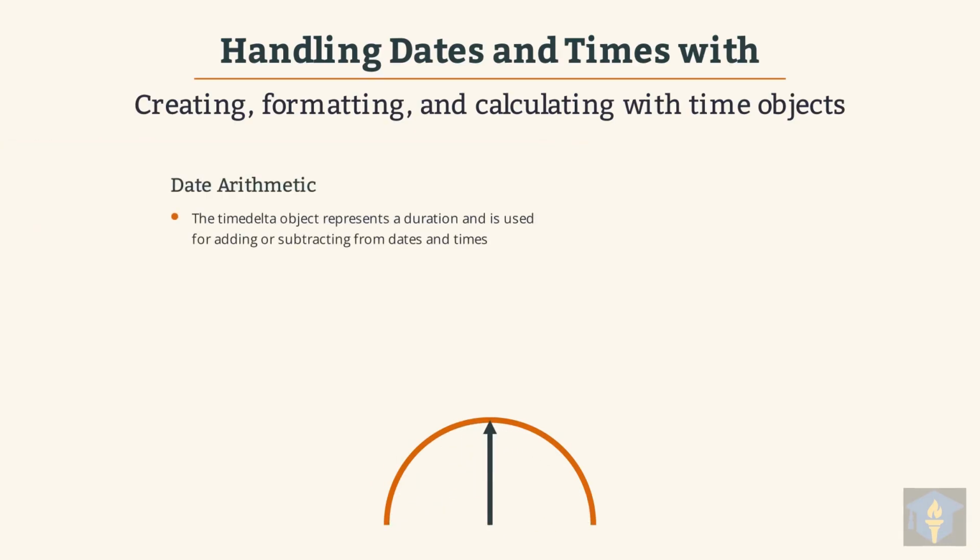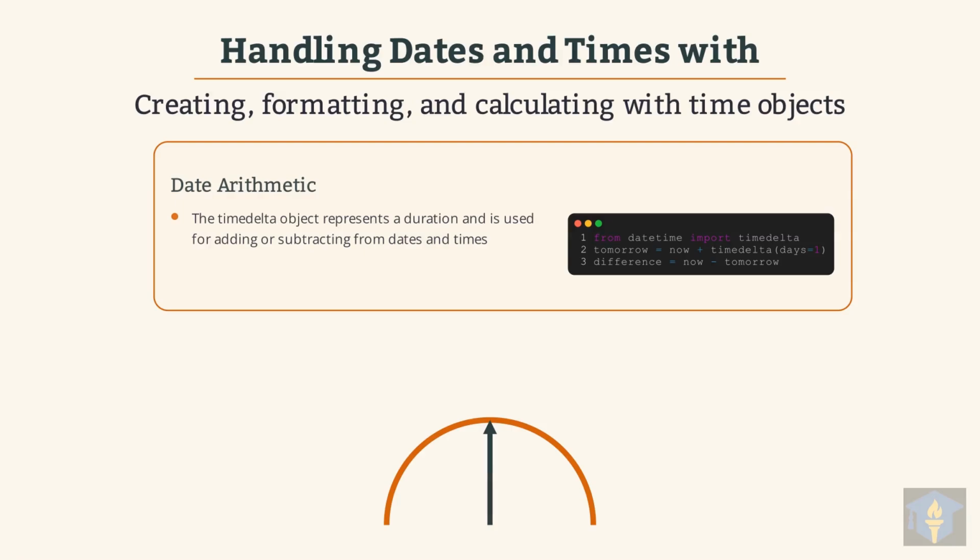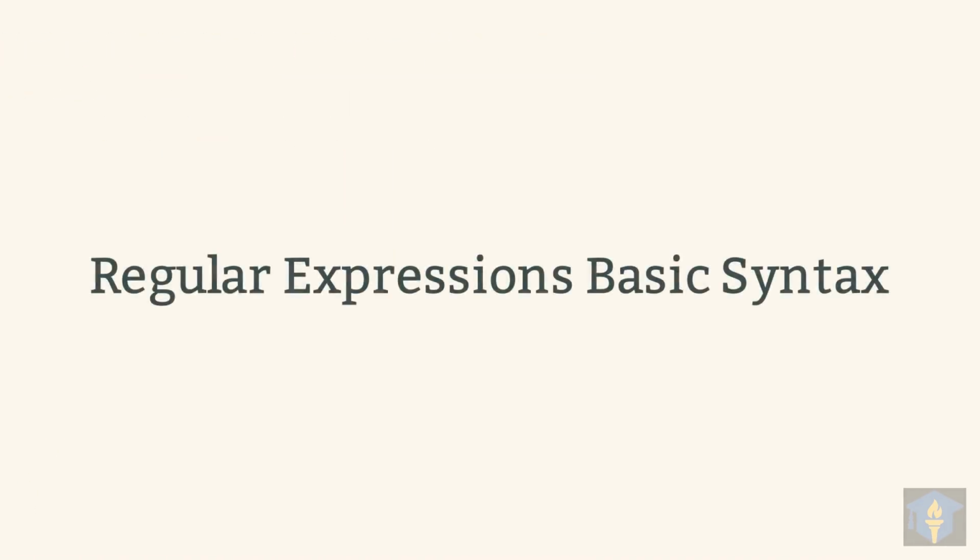object. Finally, let's explore how to perform arithmetic operations with dates and times using Python. The timedelta object represents a duration, enabling you to add or subtract periods from dates and times. This example shows importing timedelta, adding 1 day to a datetime object, and calculating the difference between two.